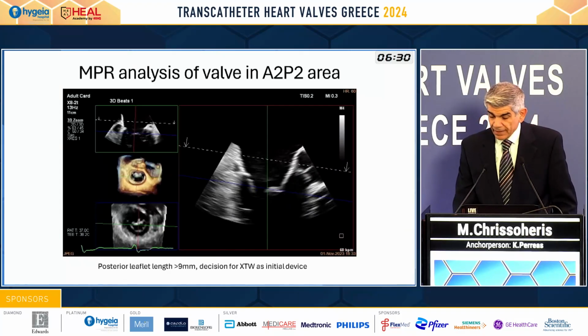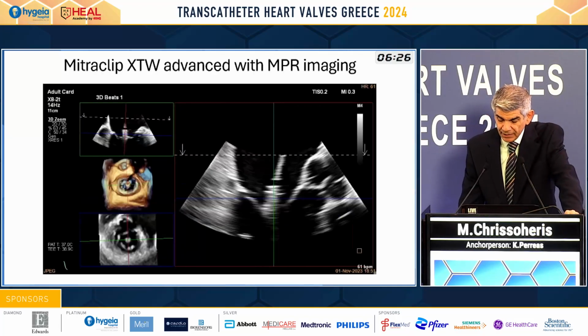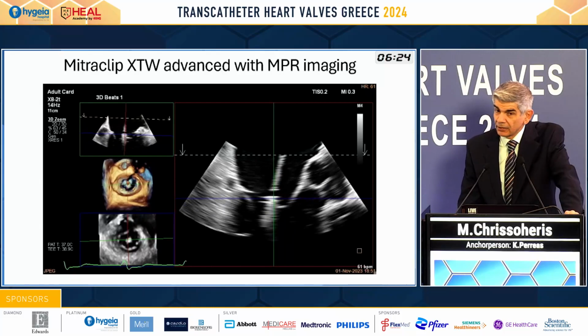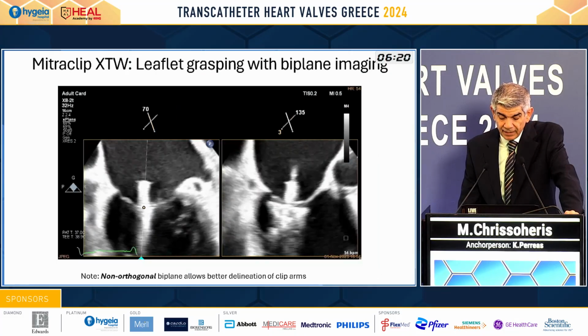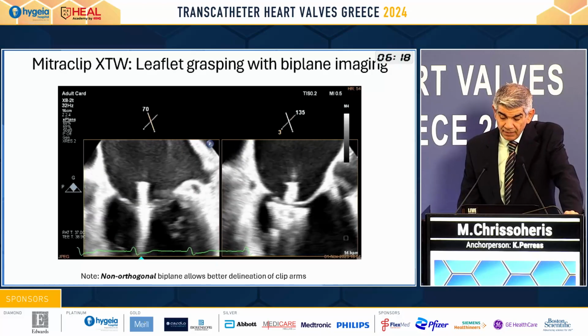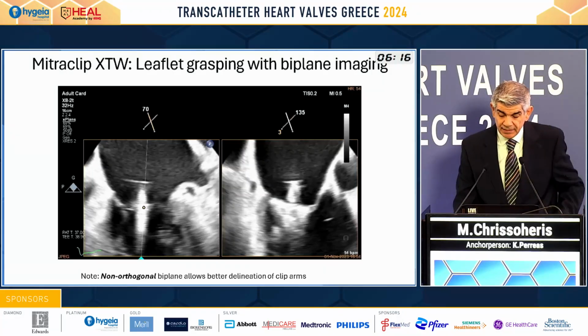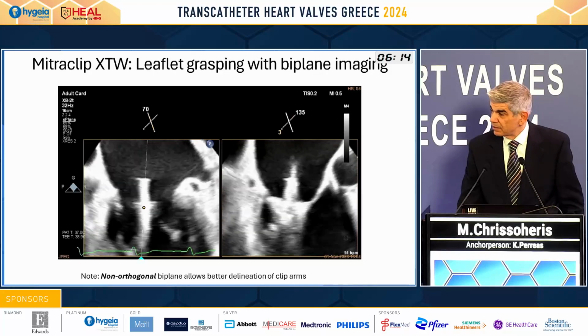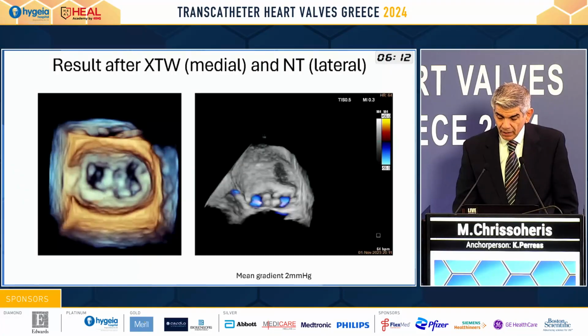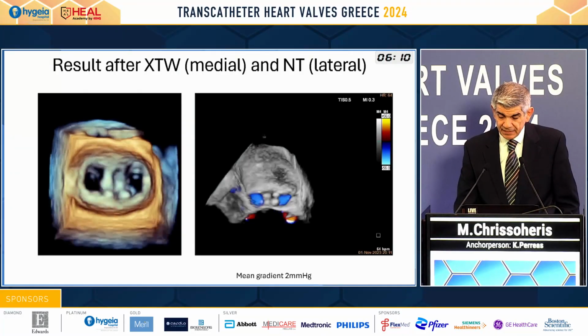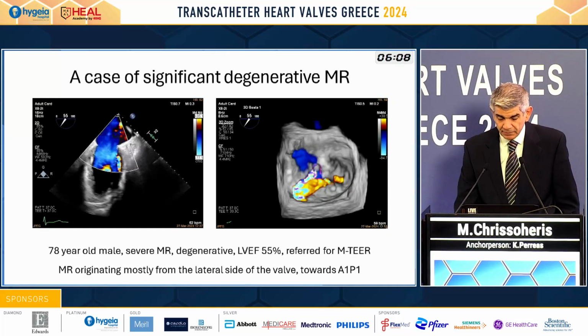A second case highlights the role of multiplanar reconstructions in creating a long axis view that is a grasping view as we would like to see in the particular area that we're interested in, in which we can guide our device nicely, and then go with the 2D biplane imaging for grasping. This is an XTW device for this patient with severe functional MR, followed by a second device in the center, an NT device, with an optimal result.